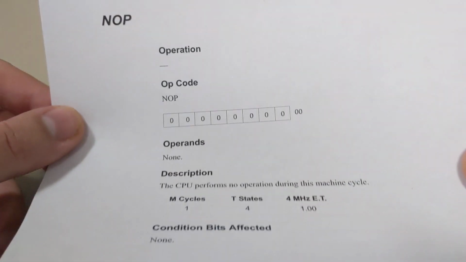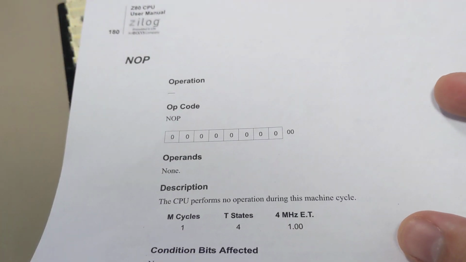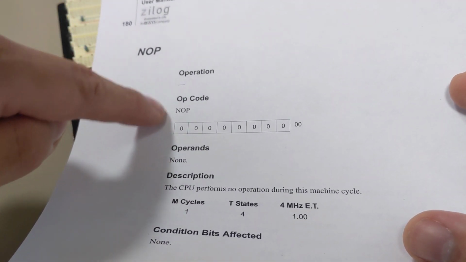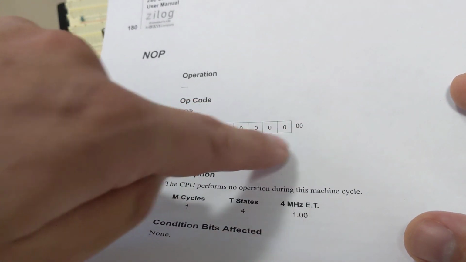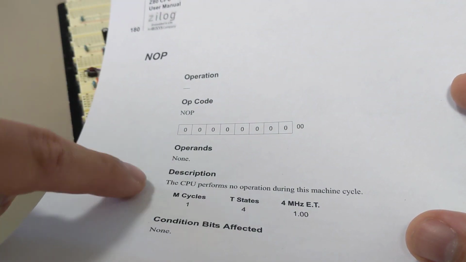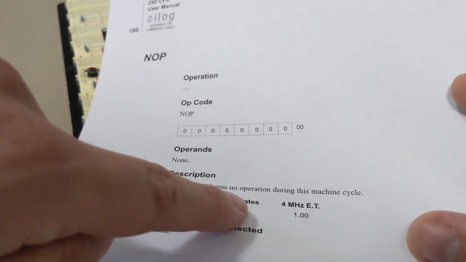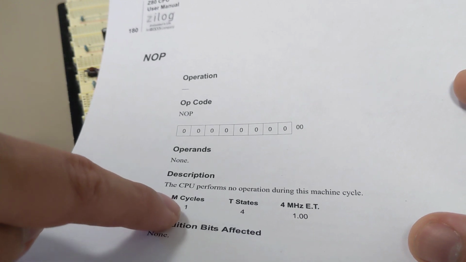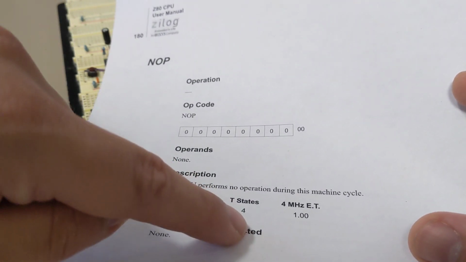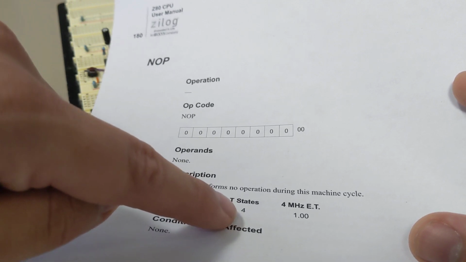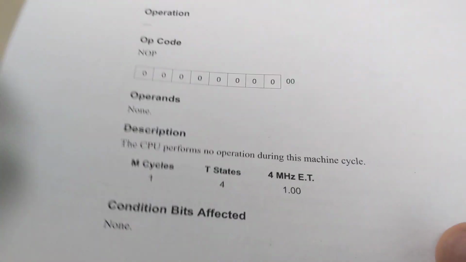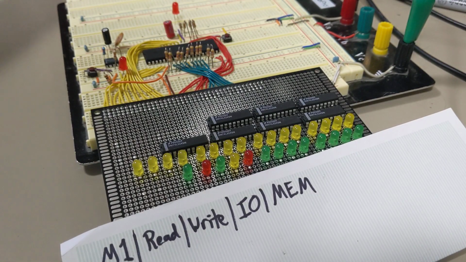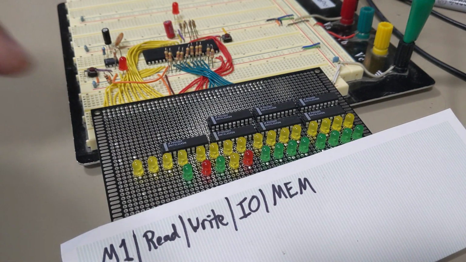And so if we look at the Z80 user's manual and we look at the no op page, you can see that the operation code for no operation is 8 zeros. Operands, none. The description is the CPU performs no operations at all. And then we can see that it takes 1 M cycle, which is the machine cycle. And that machine cycle is only 4 T states or time states long. And so what this is saying is that the no operation will take 4 clock cycles to do nothing, right?